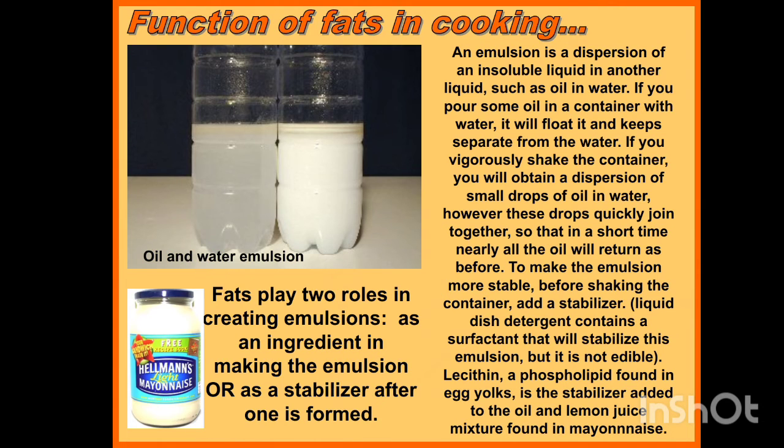Function of fats in cooking. An emulsion is a dispersion of an insoluble liquid in another liquid, such as oil in water. Okay, it is basically an example. So there is an image, an oil and water emulsion. Fat plays two roles in creating an emulsion: as an ingredient in making the emulsion, or as a stabilizer after one is formed. So there are two uses. The first one is emulsion and the second one is a stabilizer.